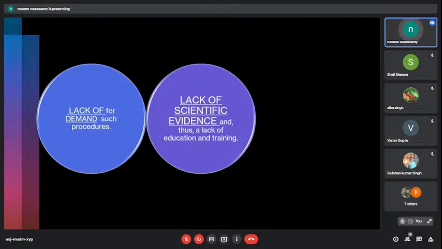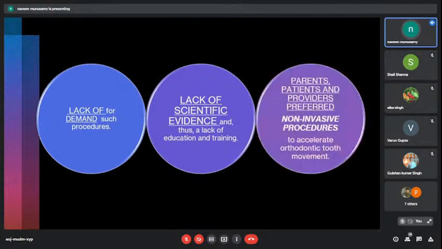Patients will definitely prefer the methods, but they will only prefer non-invasive methods. If you tell the patient, I want to put holes in your bones because I want to increase the rate of tooth movement, they will say no, I don't want holes in my bones. Who would like to go for this? So non-invasive procedures may get some acceptance by patients, but I have a very strong doubt that patients will accept invasive methods for accelerated tooth movement.